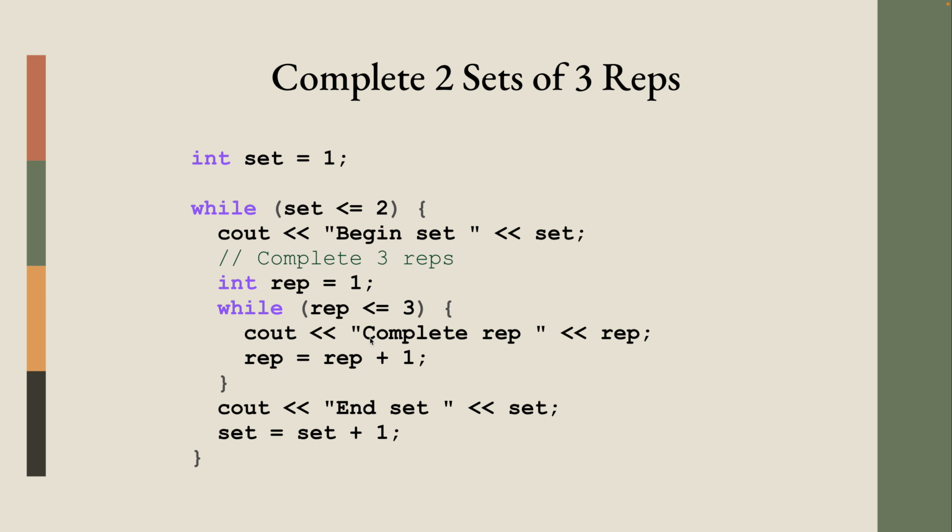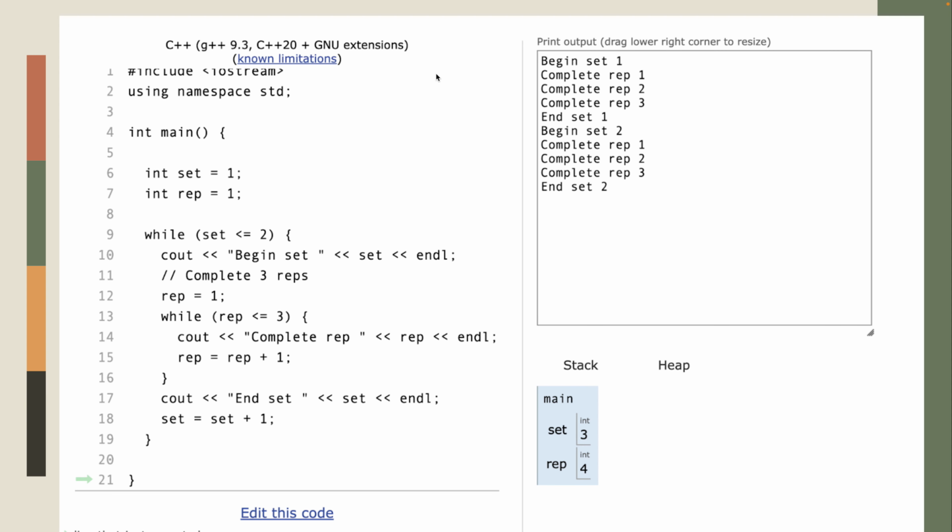How many times is this cout statement going to run, this complete rep? 6. Why does it run 6 times? Yes, 3 times per set. That's a good way to think about it, right? So this inner while loop is going to run 3 times every time this outer while loop runs. So 2 times for the outer one times 3 for the inner one gives you 6. And we saw that here. So the begin set 1 and begin set 2, that happens twice. But the complete rep, that comes 1, 2, 3, 4, 5, 6 times.